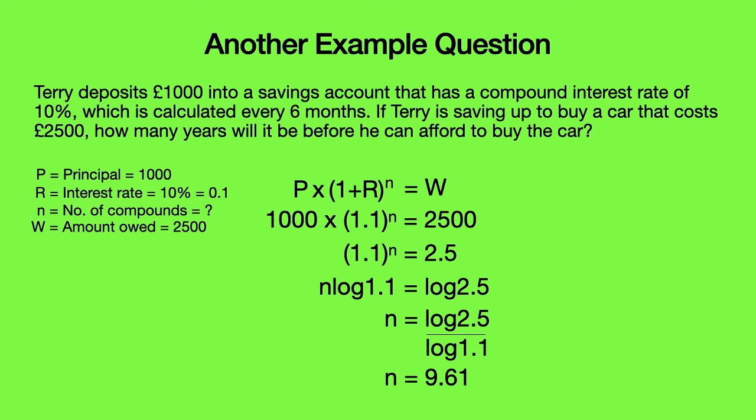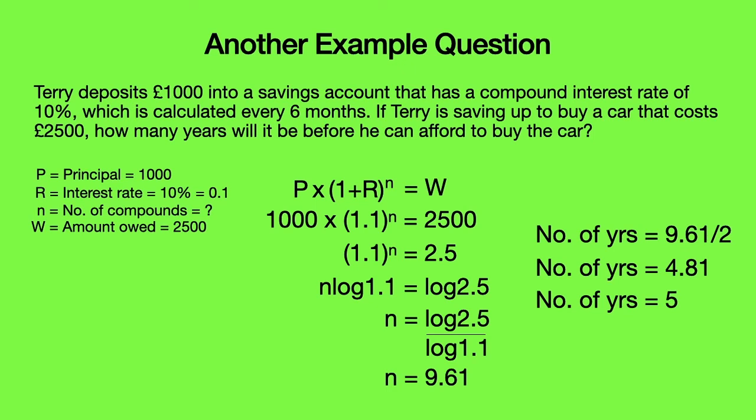Now this isn't quite the end of the question, because this is going to give you the number of compounds as 9.61, but what we're looking for is the number of years it's going to be, and that's actually going to be half of the number of compounds, because the interest is calculated every 6 months. So in order to find out the number of years it's going to take, we just divide that value by 2, and obviously the interest is calculated every half year, so in order to get to 4.81, you're going to have to round it up, which is going to mean that the total number of years it's going to take is 5.